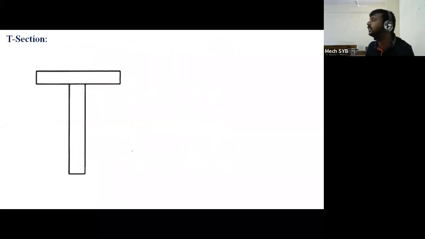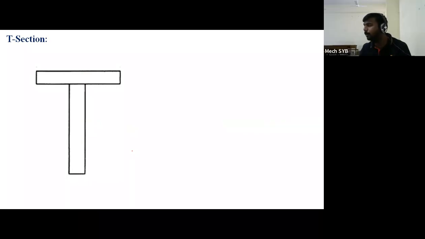Then last will be the T section. Draw the figure. T section. Now the T section is unsymmetrical section or the symmetrical section? Unsymmetrical. We have to think about the x axis only.